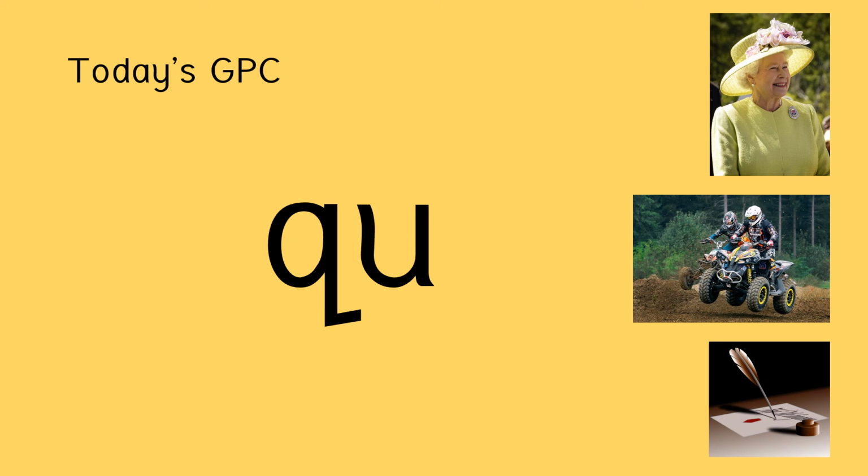Okay, we've got qu in Queen, Queen Elizabeth. Qu in Quad, it's like a motorbike but with 4 tyres, look, 4 wheels. Qu in Quill, and the quill has got the feather on it. It's what they used to use to write with, so they would use a feather, dip it in the ink and write on the page. So we've got Qu in Queen, Qu in Quad, Qu in Quill.